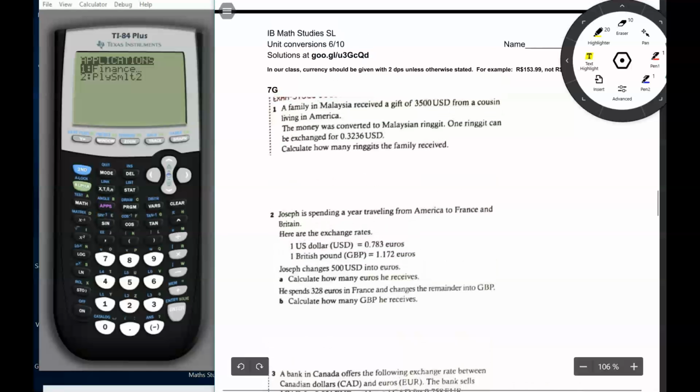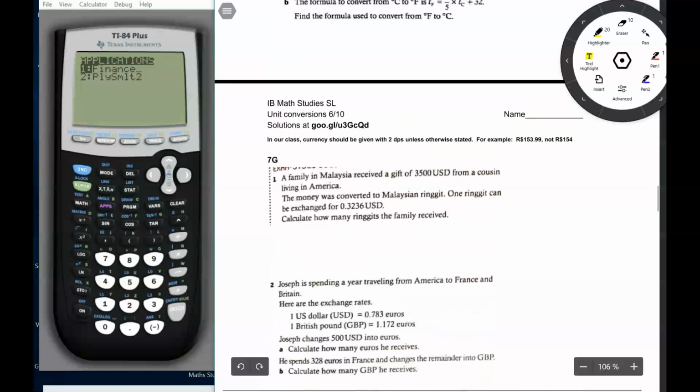Unit conversions, page 6. In our class, currency should be given with 2 decimal places unless otherwise stated. For example, 103 reais and 99 cents, not 154 reais. Okay? So normally we do the IB rule, where we do 3 significant figures, but for financial numbers, we should always try to give 2 decimal places as if currencies have cents.